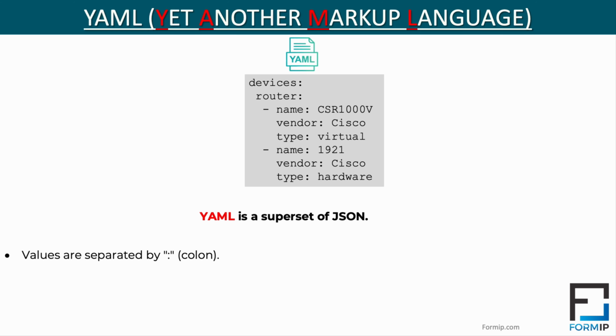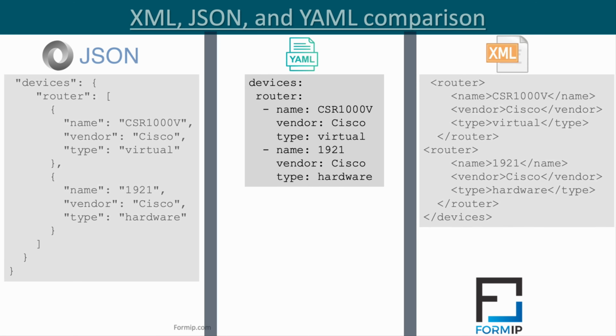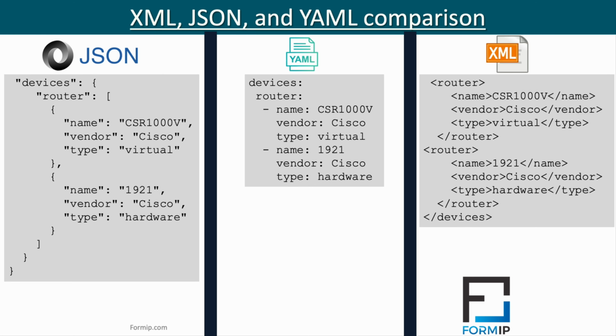In YAML, values are separated by a colon. Lists begin with a hyphen, and it is possible to add comments with a hash sign. YAML files are often used to manage configuration because they are easy to read, and comments are very useful. And here is the comparison between the different languages. The YAML is still easier to read because it does not contain the commas and brackets of JSON.